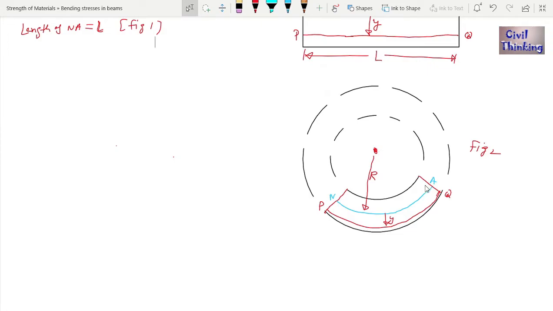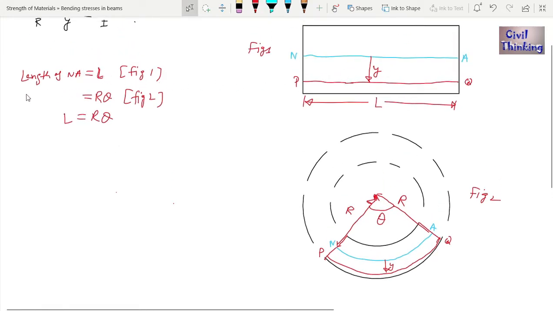Let me connect it like this. This is radius r. Let the angle subtended here be theta. Now we know the length of an arc is r theta. The length of this neutral axis is r theta in figure 2. Because here the length of the neutral axis is L and there it is r theta, it means L is r theta.